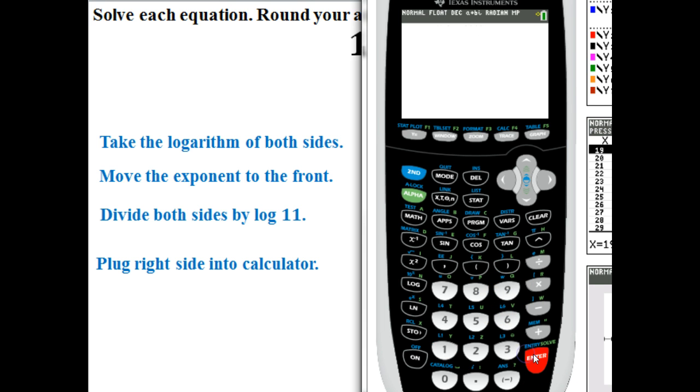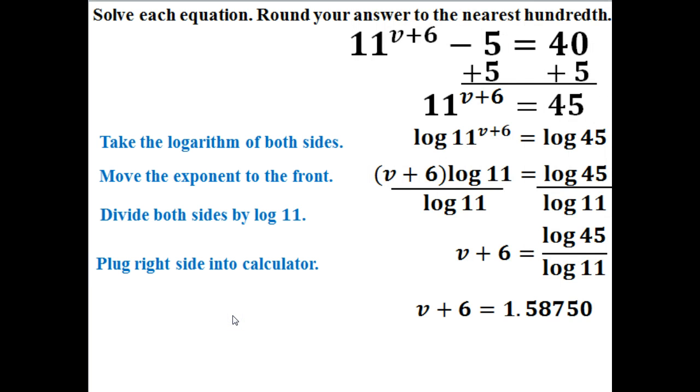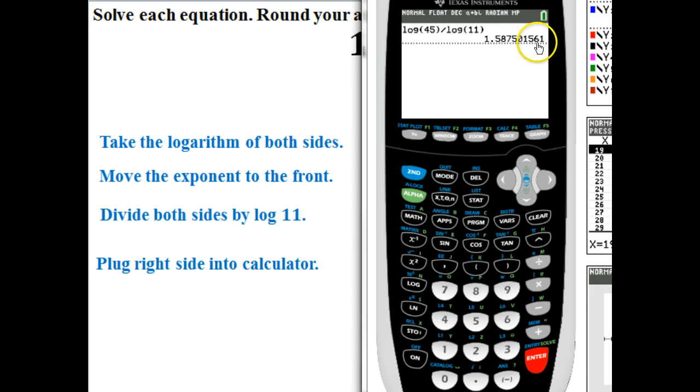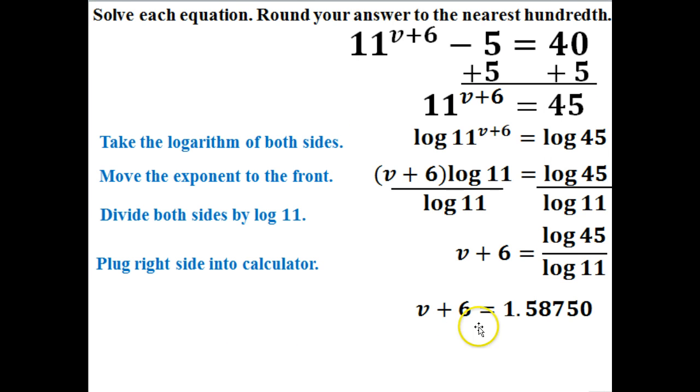Close it. And it gets you this big long decimal here, and I recommend that you do not round until the end. If you round too soon, you will get the wrong answer. So we do that, and that simplifies to 1.58750, and you'll see that here. Now that we've identified that, it's one more step. We just have to solve for v and get v all by itself.